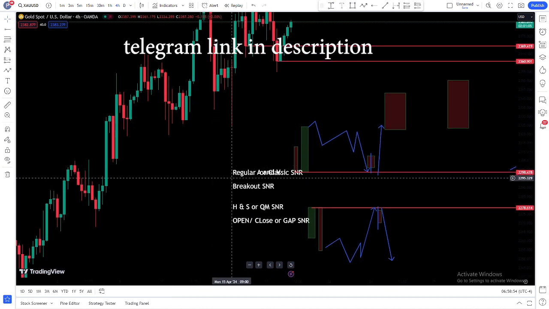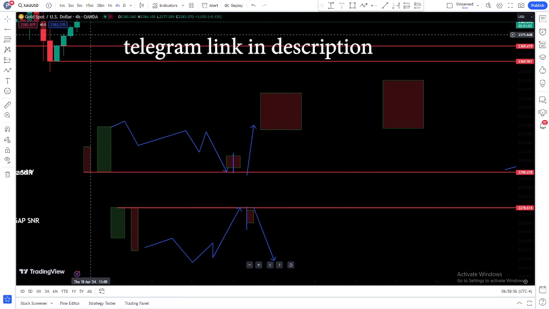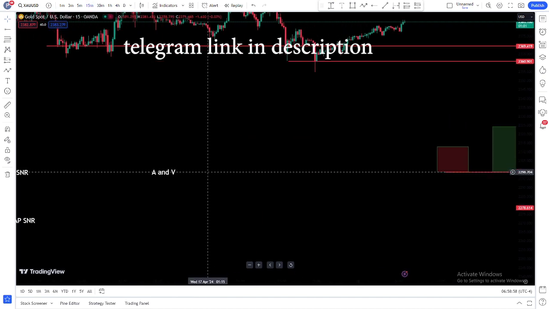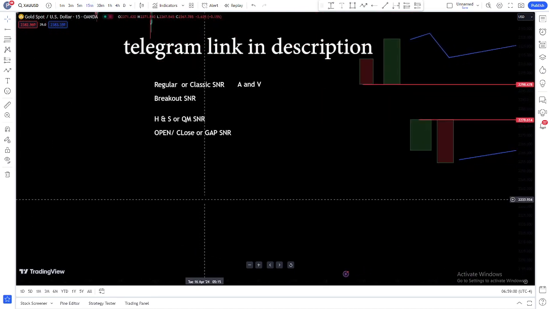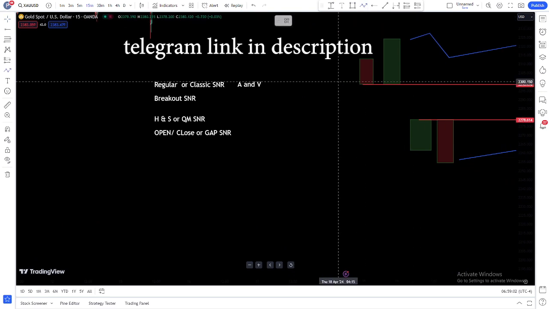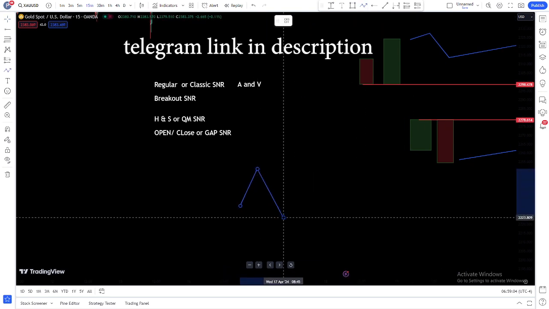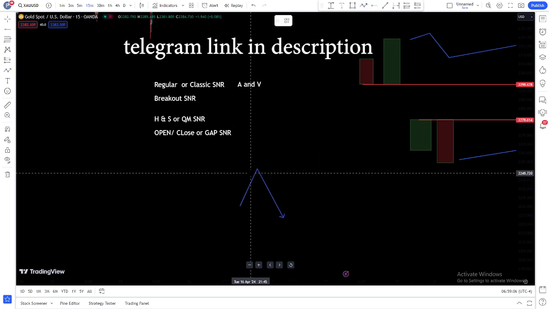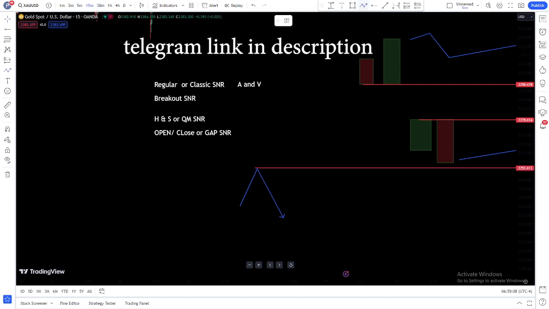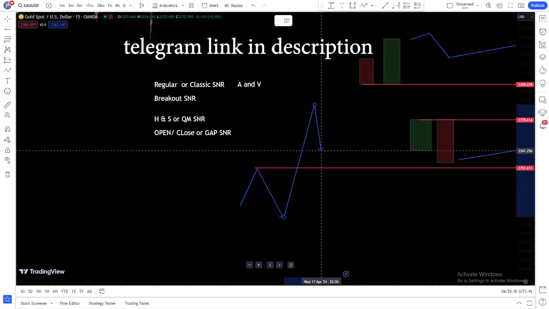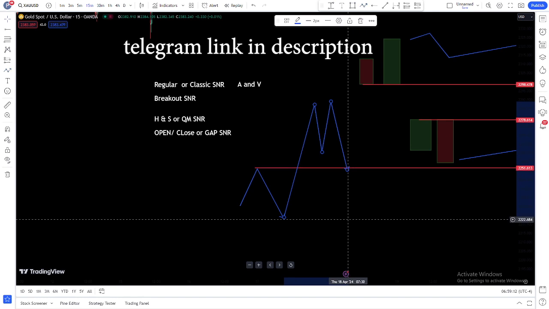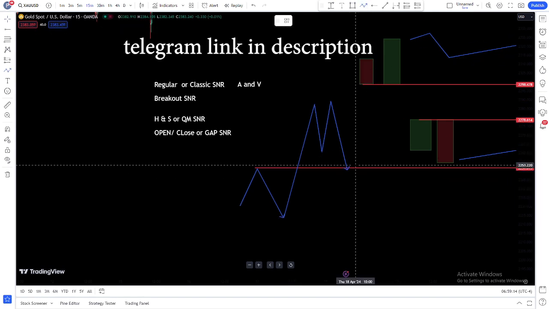Now we are going to see the breakout SNR. Sometimes you will see like this, and this is the A shape. If this is the breakout here, we will see that the market will come to this A shape, and then it will go to the upper side. So this is the breakout SNR we are going to see in the chart.